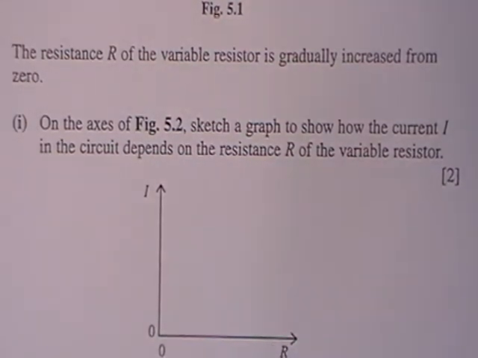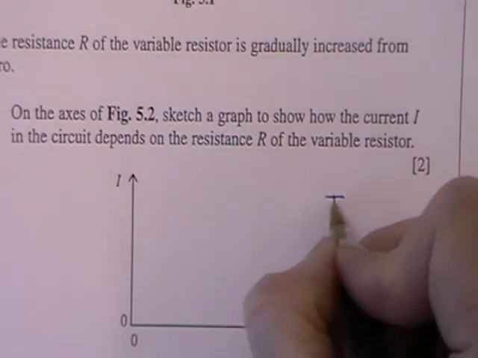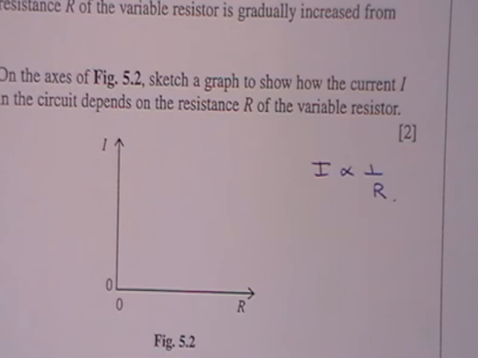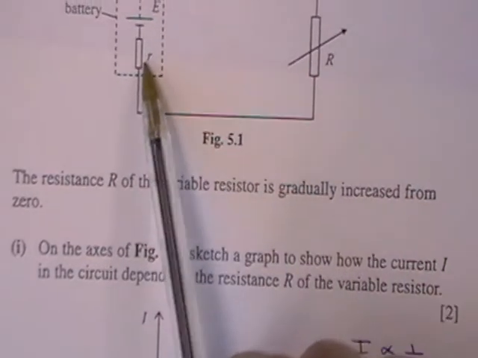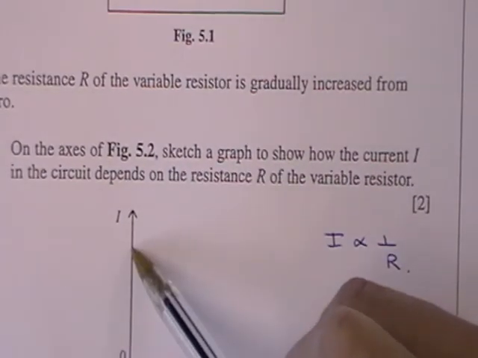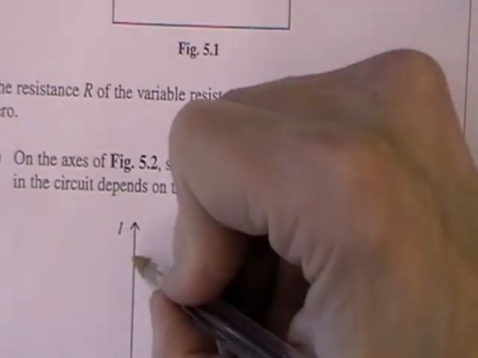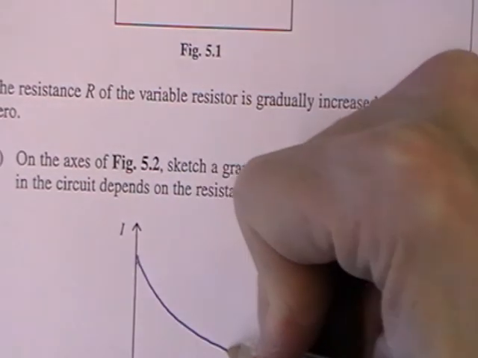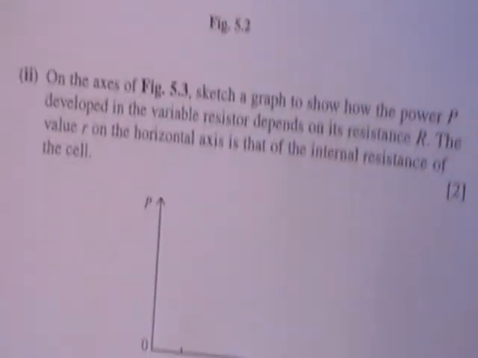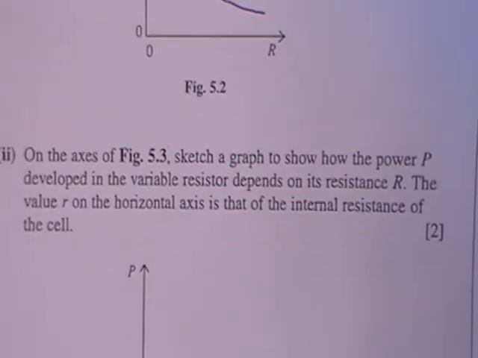Now, obviously current is proportional to 1 over R, but we also have the fact that there's a fixed resistor in there, so there's always going to be a resistance. So there has to be a finite value here of I. It can't go on forever, so we have to start somewhere, and we're going to go down, as it's an inverse proportion relationship.